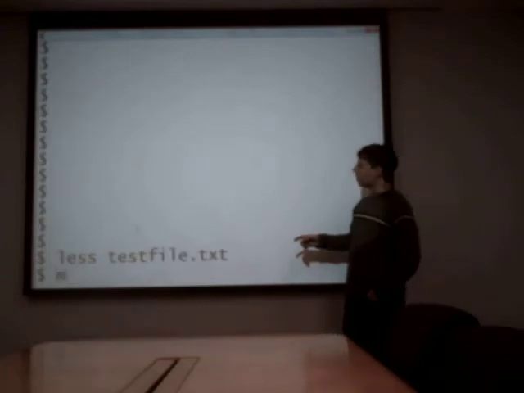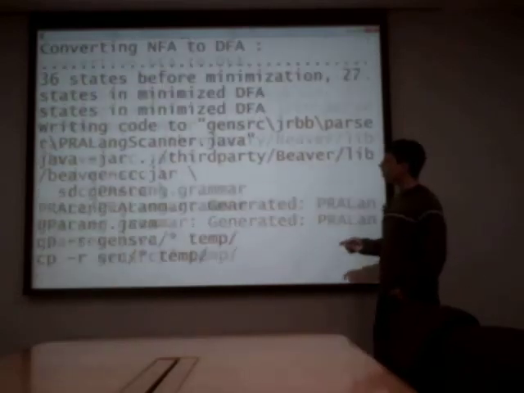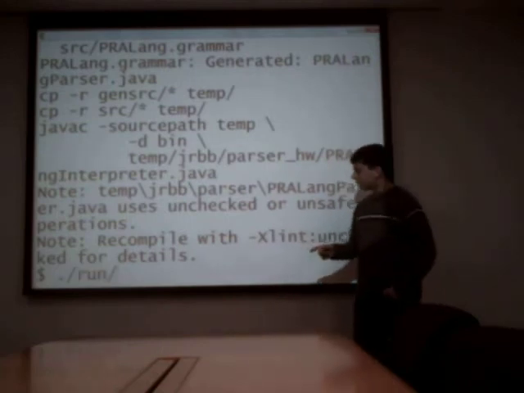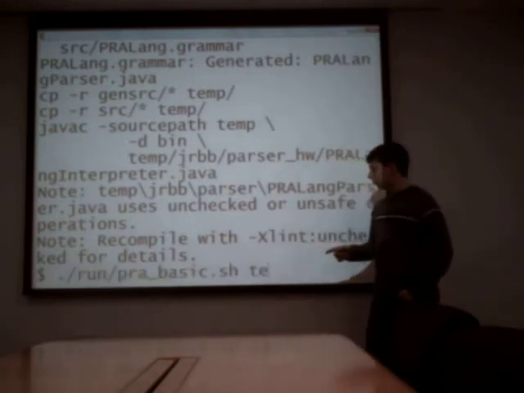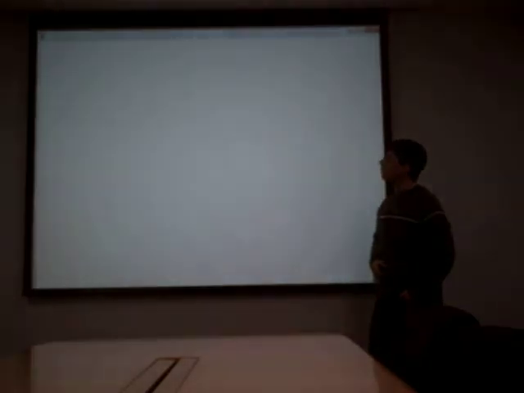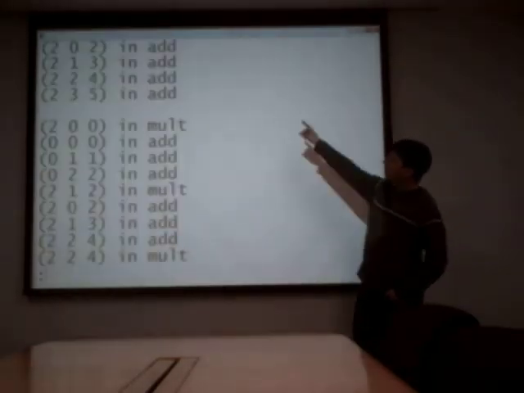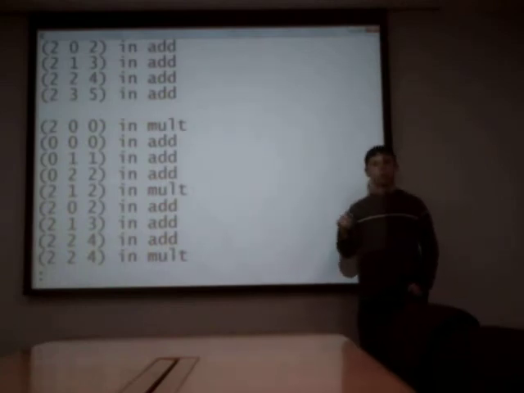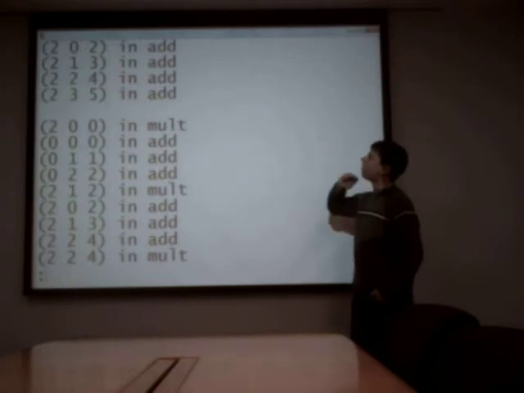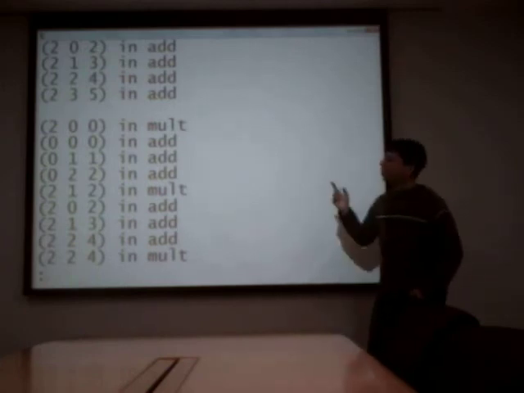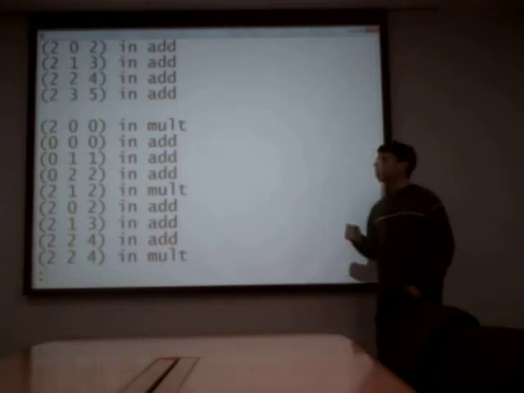So we can run our tool chain by first making the tool chain's parts, and then we can run that test file. And indeed, the output at the top is what we expected for a proof of 2 plus 3 is 5. So it uses 4 steps. First it shows that 2 plus 0 is 2, then 2 plus 1 is 3, then 2 plus 2 is 4, and then finally that 2 plus 3 is 5.